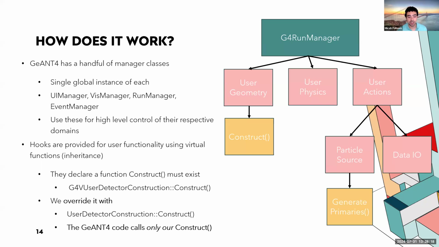And then they provide you hooks via inheritance. I'm not going to go into polymorphism in C++, but you're overriding their objects. You're superseding their functions. And so they say, we have a declaration that this function must exist. It must be called construct, and it must have this form. And then we come in and override that and say, OK, we follow that template. And then it calls our version instead of their version. And that's how a lot of stuff works in Geant4.